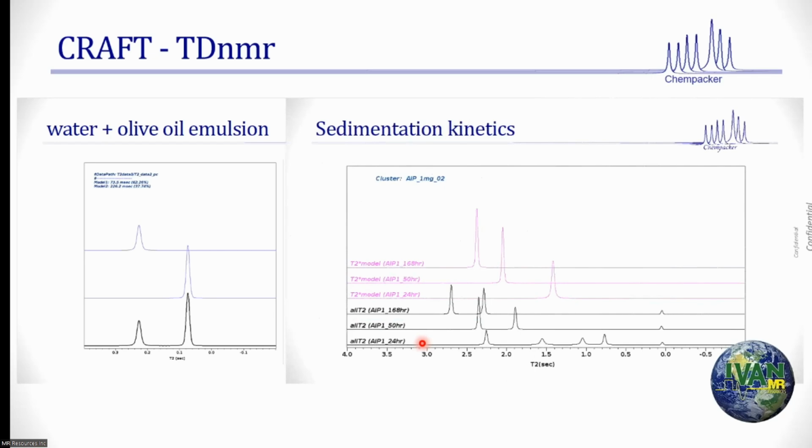And I can do the same thing with sedimentation kinetics. This is sedimentation kinetics at 24 hours, 50 hours, 168 hours. As it sediments, you are looking at a much smaller number of components. It's the black lines that you want to look at. This is your solid, the NMR cube, perhaps. So it's going from 4 potential T2 star bases, and 2 that are becoming narrower and narrower. This is classic T2.